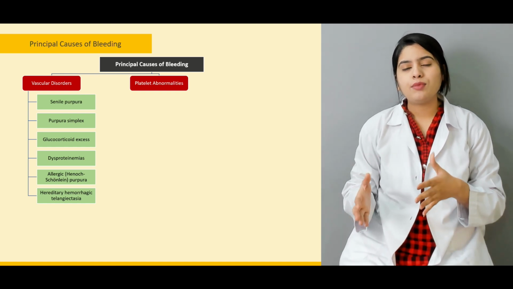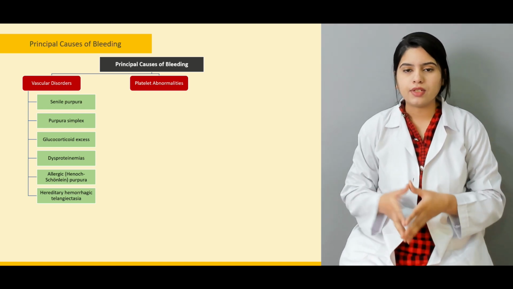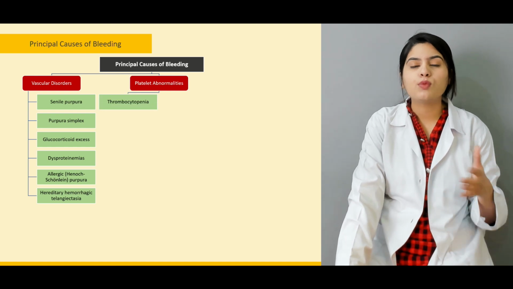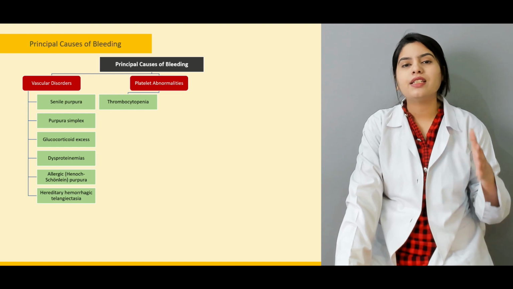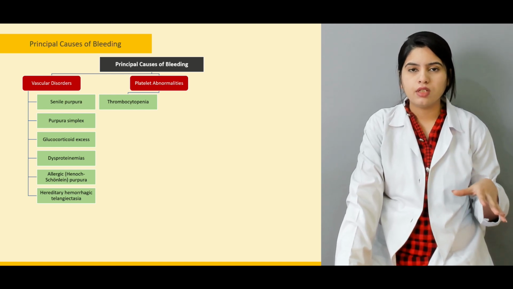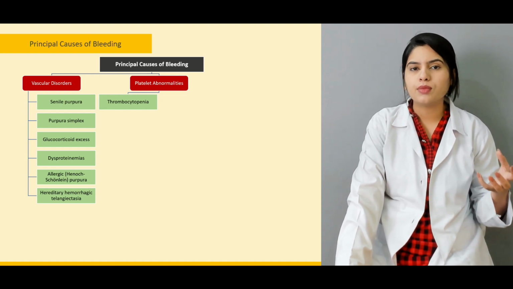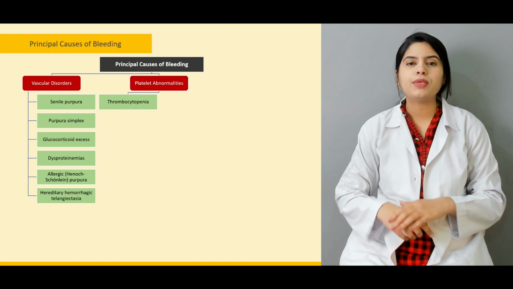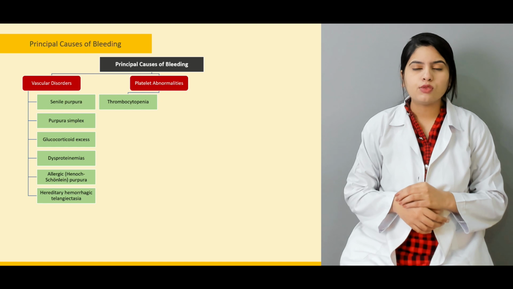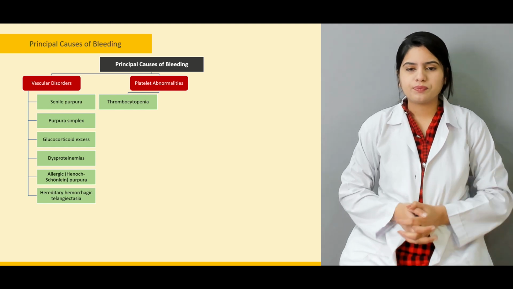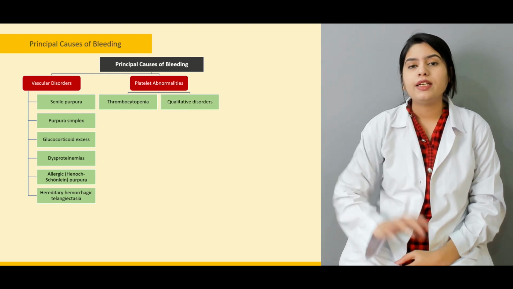Now, the platelet abnormalities can be qualitative and they can be quantitative as well. The quantitative one is thrombocytopenia. Thrombocytopenia is a condition in which there is a decrease in the platelet number. This decrease can be because of any disorder affecting the hematopoietic stem cells from which the platelets are synthesized, or maybe some structural defect that leads to the destruction of the platelets. So there can be thrombocytopenia, and the second one, the qualitative disorders.